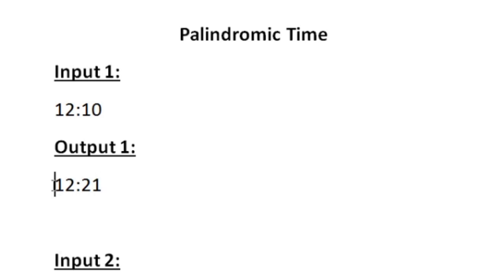When we read it from first to last, it is 1 2 2 1. And again, when we read it from last to first, it is 1 2 2 1. So this time format is a palindromic time format. Hence, we print this as our output. Now let us see our sample input 2.